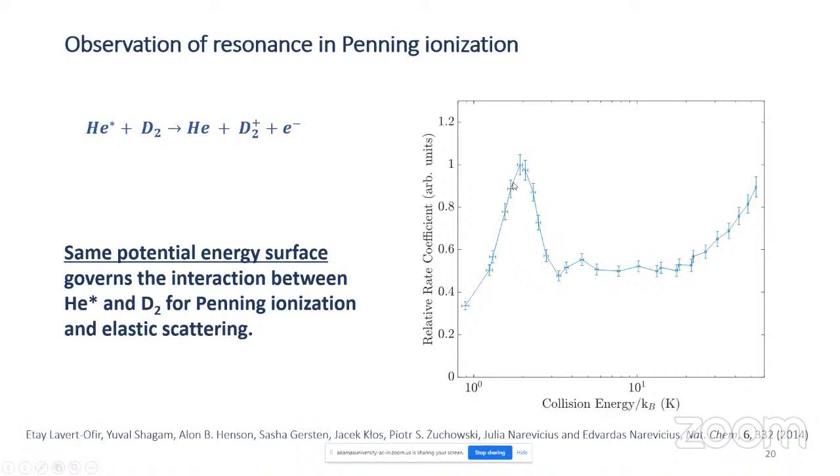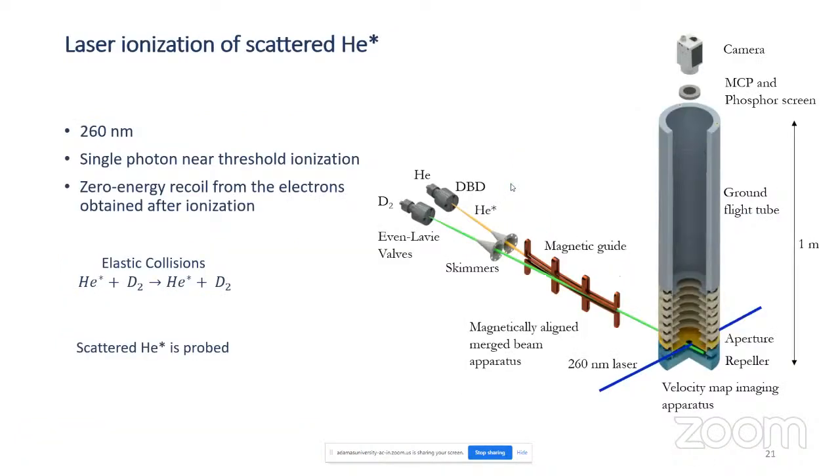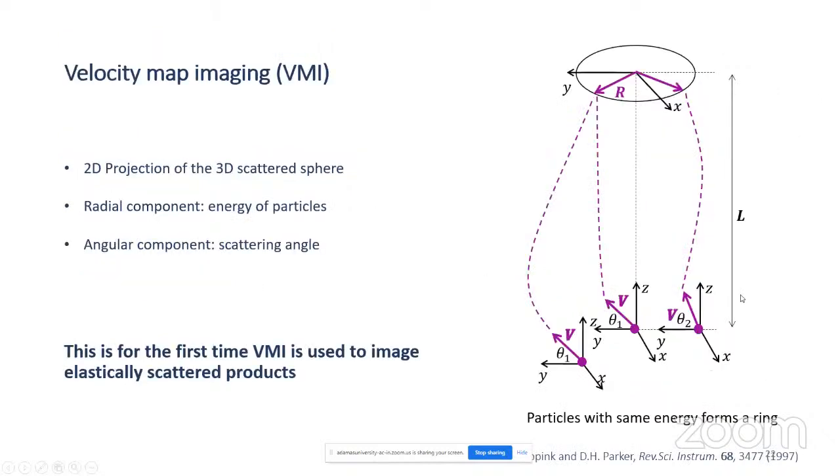Now, since the potential energy is the same, we might assume that even for elastic scattering there may be one resonance. Now we will find out what we get. For elastic scattering, ions are not formed, so we have to probe one of these two to probe the reaction. We use a single photon near-threshold ionization to probe the metastable helium, and we use VMI. I'll not go into the details of the slide, but I will tell you briefly what VMI is.